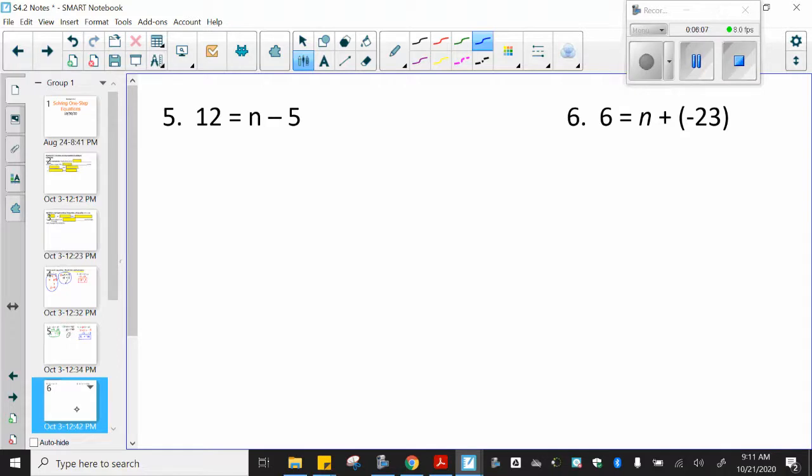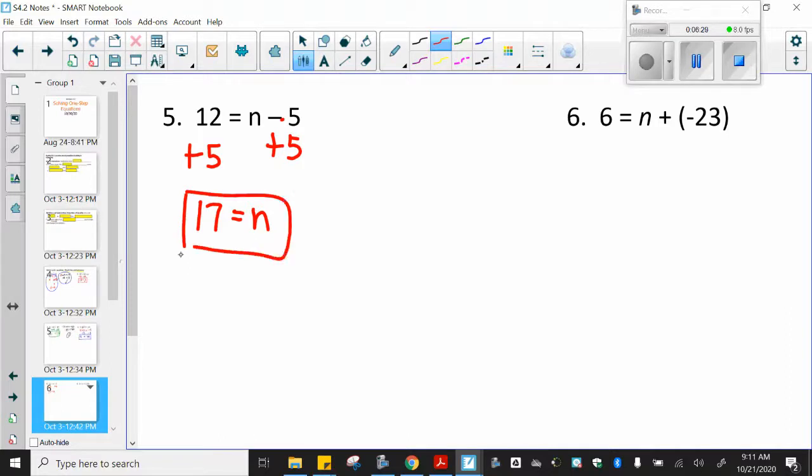Next, here it's just moved over again. We're going to find our operation, n minus 5, and we're going to write plus 5 and plus 5. I work my way down. I have 12 plus 5 gets me 17. Bring down my equal sign, bring down my n. Negative 5 plus 5 makes 0. There's my answer. I can plug that back in here.